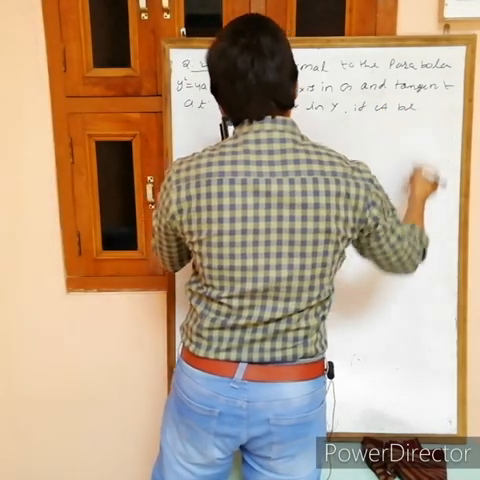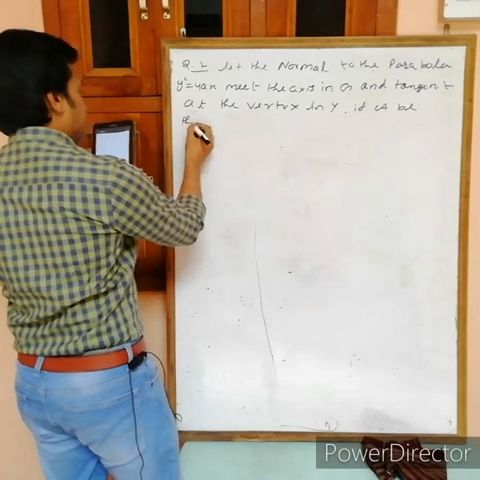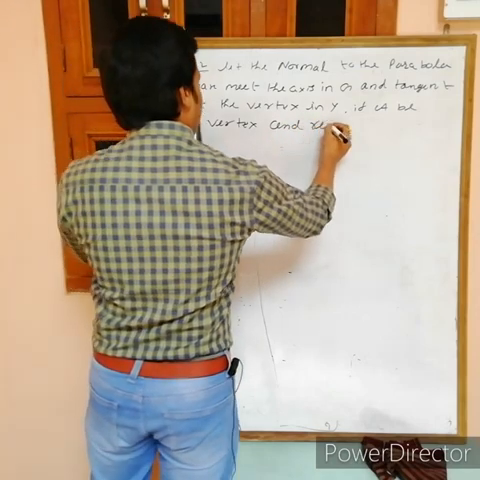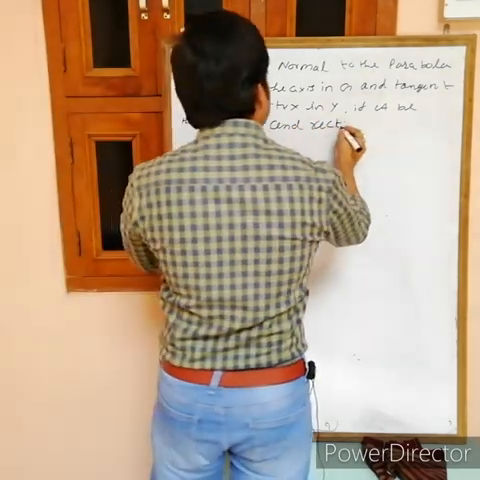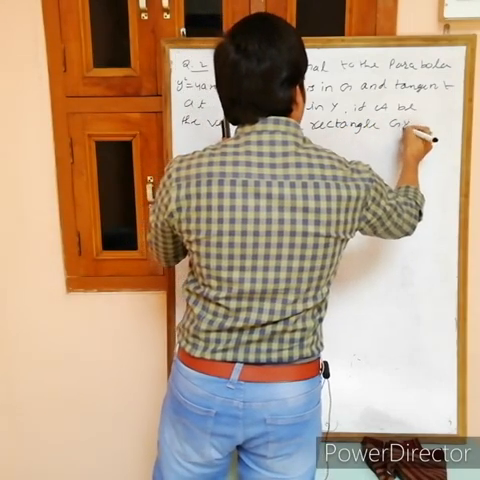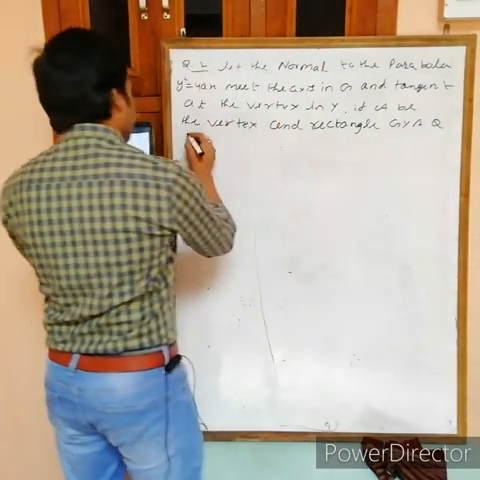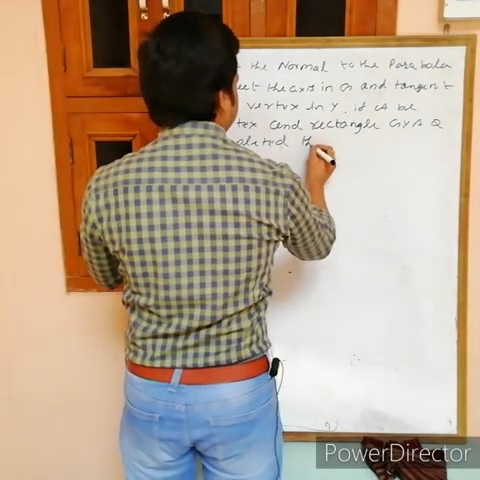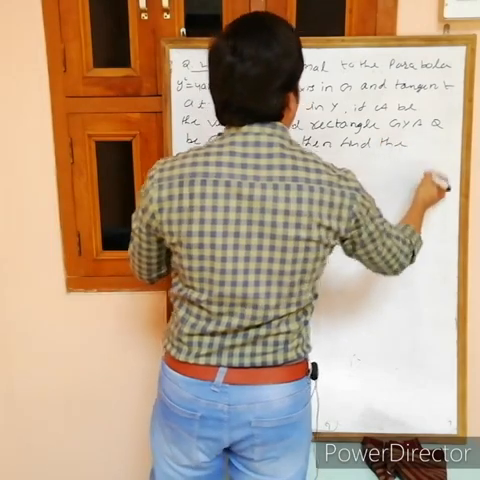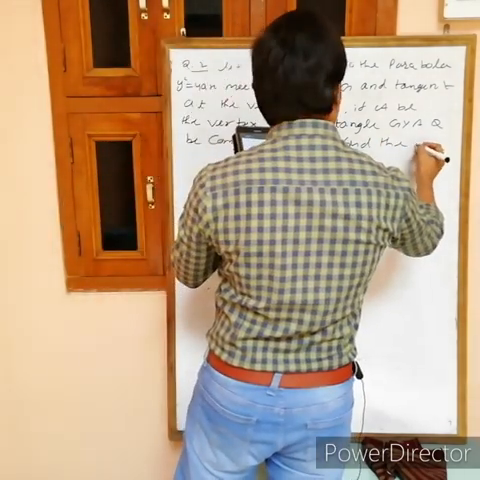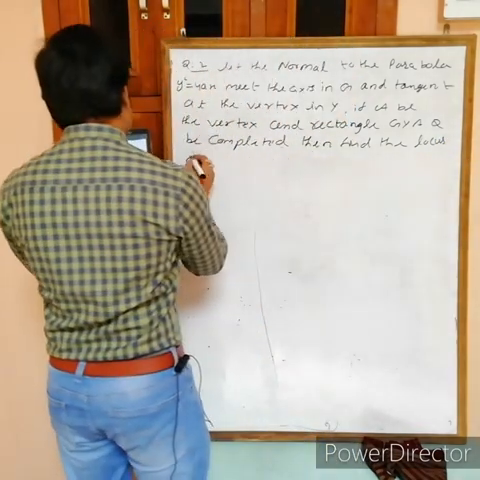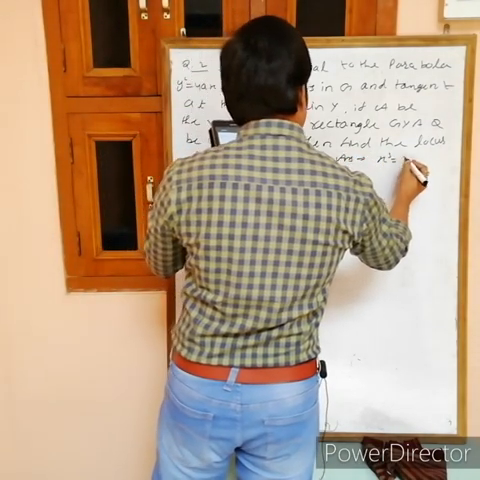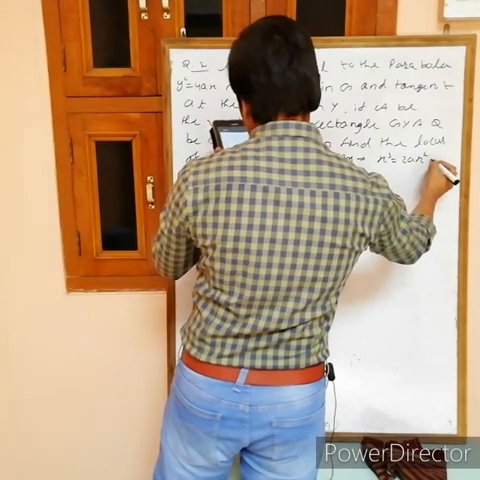If A be the vertex, and rectangle GYAQ be completed, then find the locus of Q. Actually we have to prove, and the answer is given as x cube equals 2a x square plus a y square.